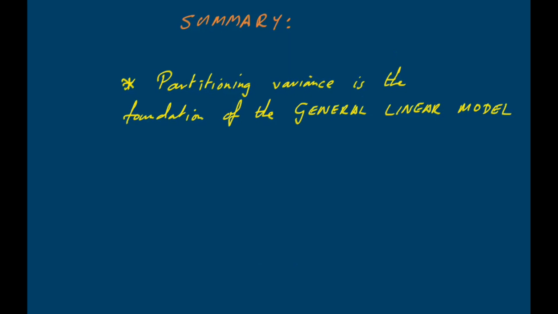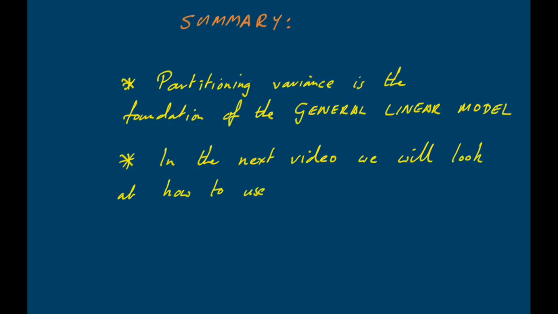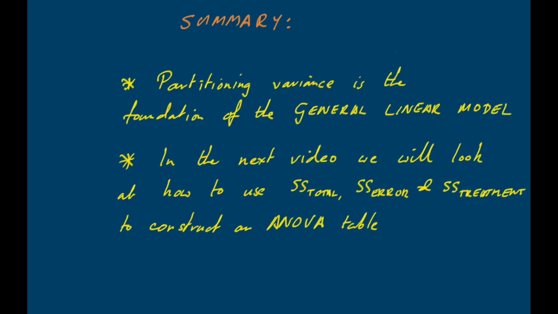So far, I've told you how to partition variance, but we've not looked at what you can do with your error and your treatment sum of squares once you've actually calculated them. What we're going to do in the next video is look at how we can use these values that we've calculated to construct an ANOVA table, an analysis of variance table, and do some statistical testing on whether or not we have significant differences between the means in our grouped variable.